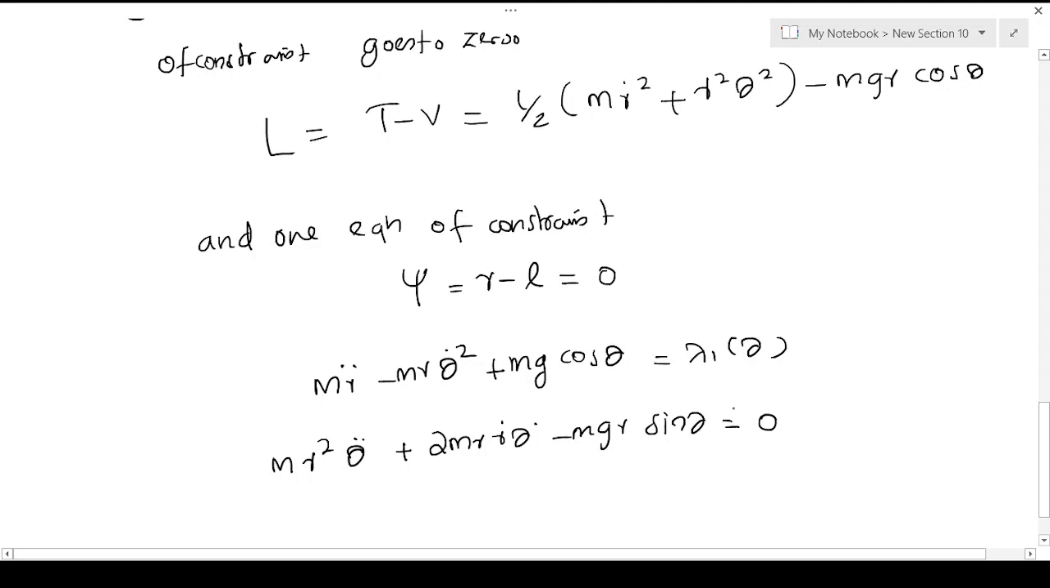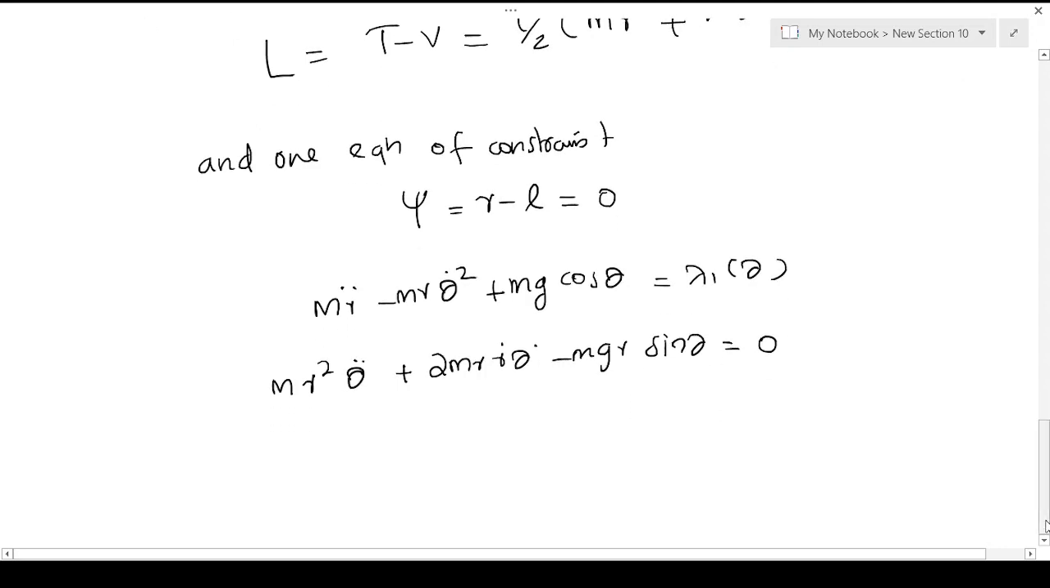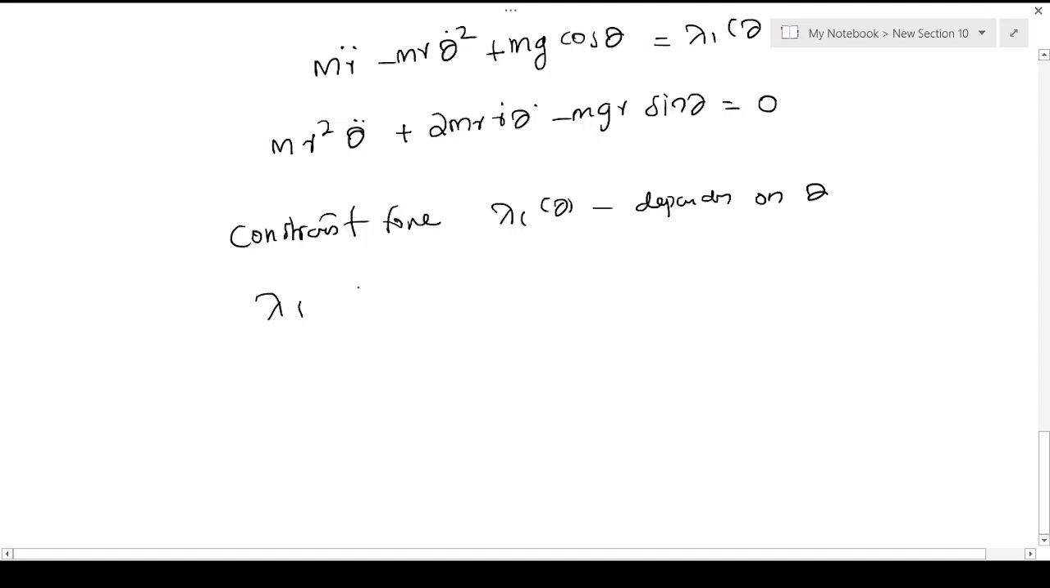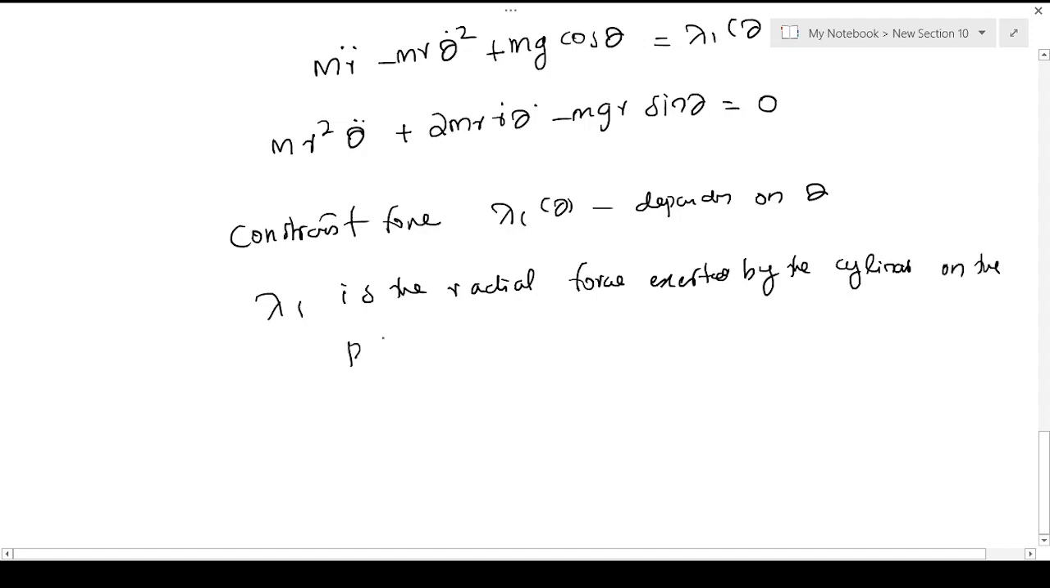The constraint force lambda 1 of theta is a function of the angle theta, so it depends on theta. Lambda 1 is the radial force exerted by the cylinder on the particle.